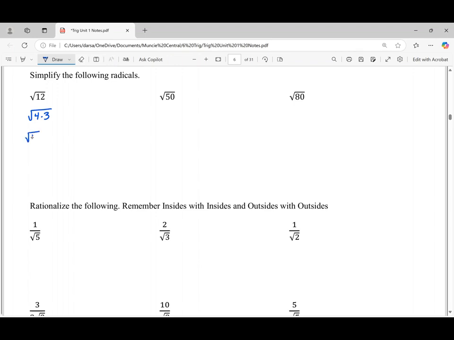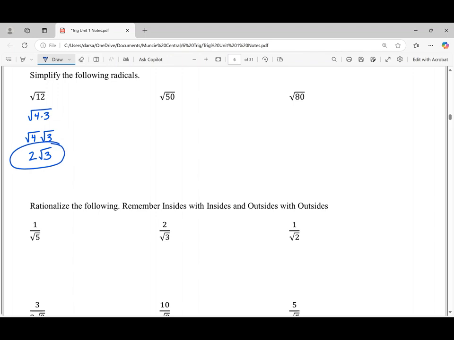So we're going to separate these into two separate square roots. And now, what is the square root of 4? 2. So when I take the square root of the number, it comes out of the square root. But the square root of 3 is stuck in the square root. The only way to get out of a square root is to take the square root. And then once you've done that, the answer is just there. So 12 simplified is 2 square root of 3.